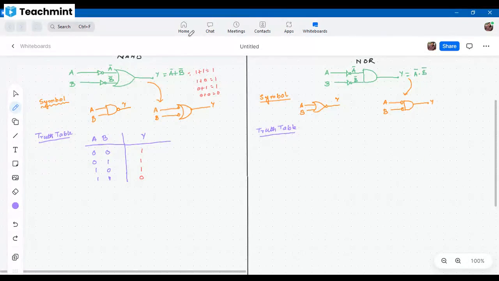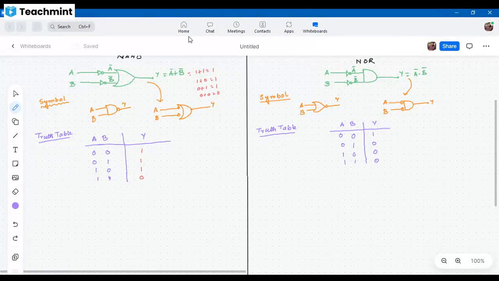तो और का ट्रूथ टेबल क्या है बताओ? और का ट्रूथ टेबल बताओ कोई मुझे. 0 1 1 1. तो यहाँ पर क्या होगा? यहाँ पर क्या होगा बताओ? 1 0 0 0. तो यहाँ पर होगा 1, यहाँ पर 0, यहाँ पर 0 और यहाँ पर 0.